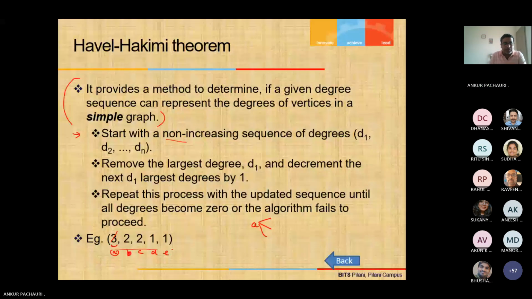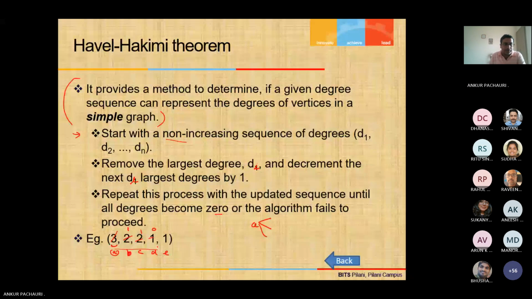Then this 3 means I'll have to reduce the degree by 1. So decrement the next Di nodes. It should be Di, decrement the degree by 1. Repeat this process with the updated sequence until all degrees become 0. So that means all the degrees become 0.